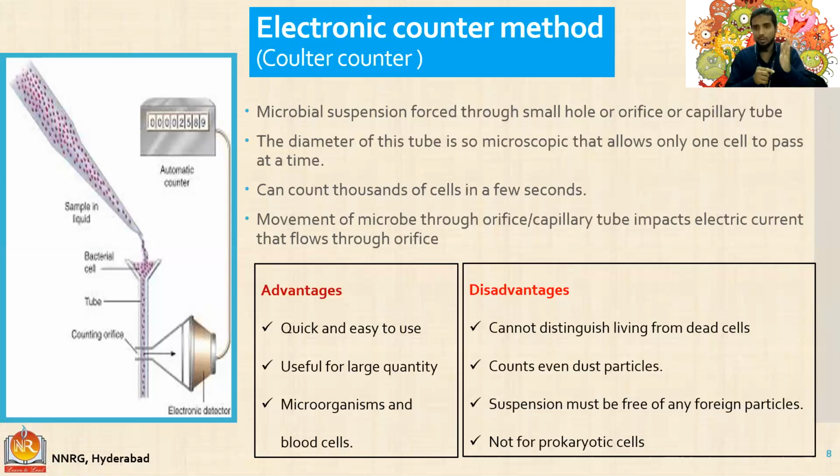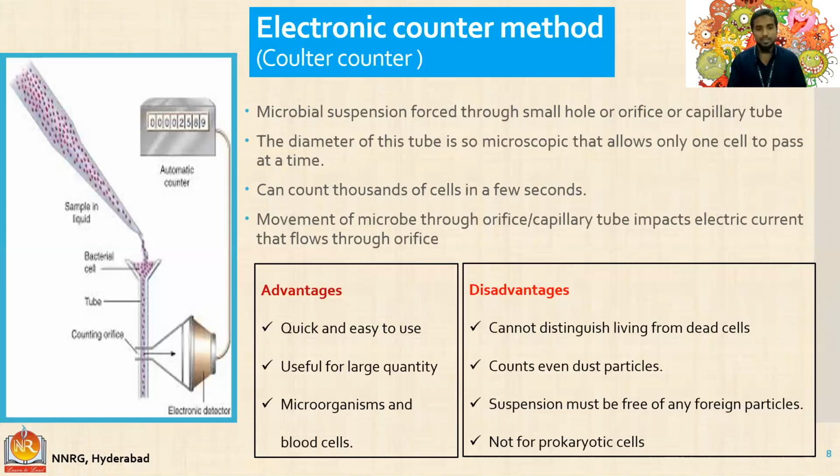Suppose this is the orifice. Okay, when the cell is coming here, immediately electric current will pass. Okay, as a result it will be counted as 1. So the next cell comes, it goes away, it will be counted as 2. The next cell comes, it goes away, it will be counted as 3. This way this method follows.